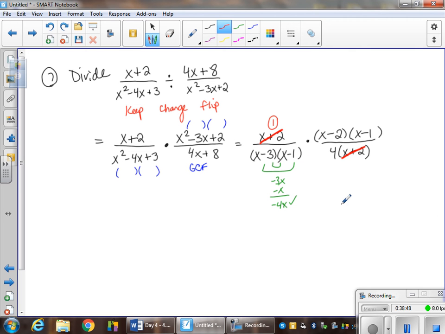Anything else cancel? Yes. Look at this diagonal. I have an x minus 1 and an x minus 1. Okay, so to get our final answer, we can now multiply straight across. My final answer, 1 times x minus 2 is just x minus 2 over 4, don't lose that 4, times x minus 3, and you're done. Remember, you can distribute if you want. Alex does not require it, so neither am I.